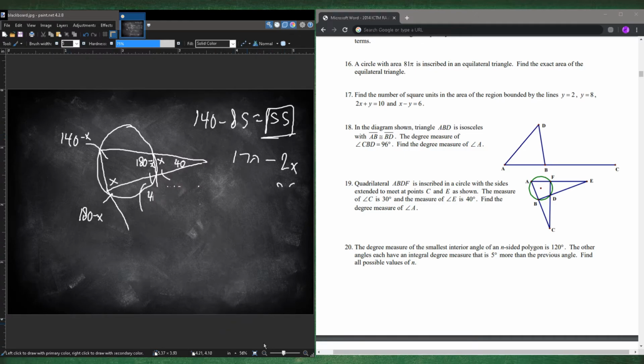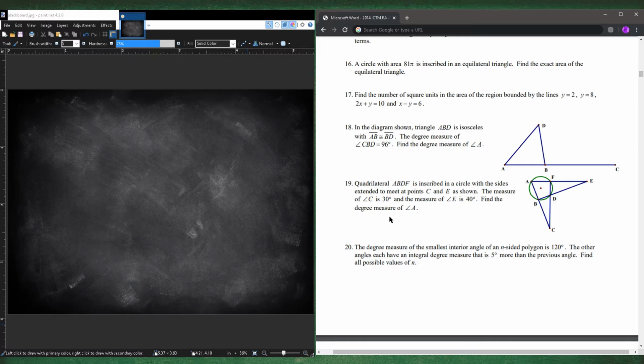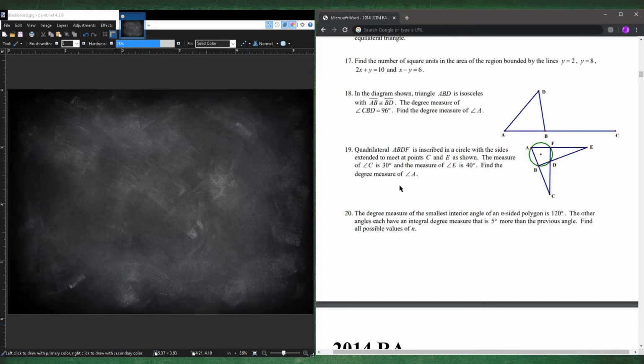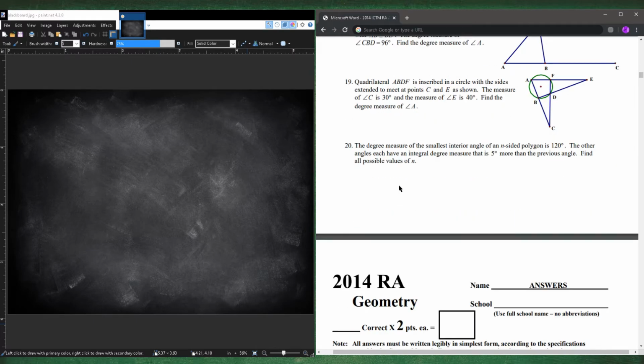Okay, so basically just a few rules you need to know. And you basically have to find for similarities, usually for geometry questions. Question 20: the degree measure of the smallest interior angle of an n-gon is 120. The angles each have an interior degree measure that's 5 more than the previous angle.